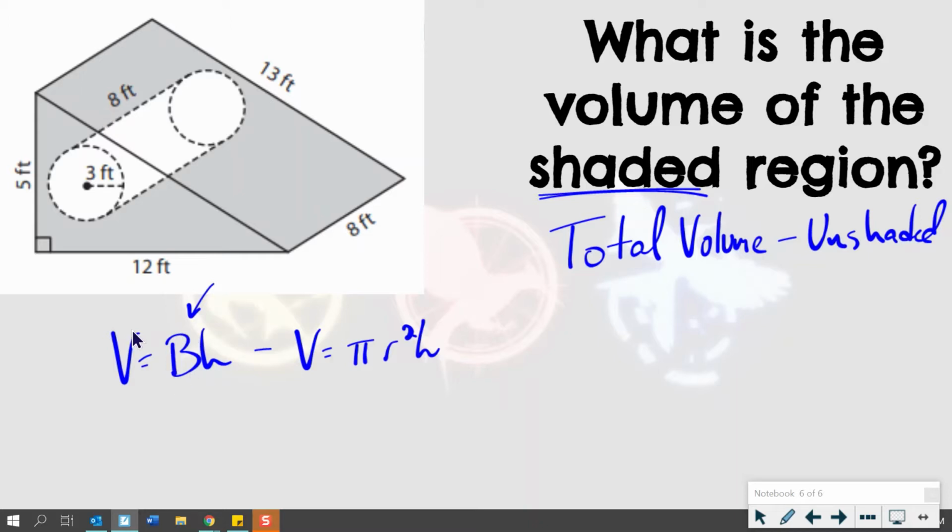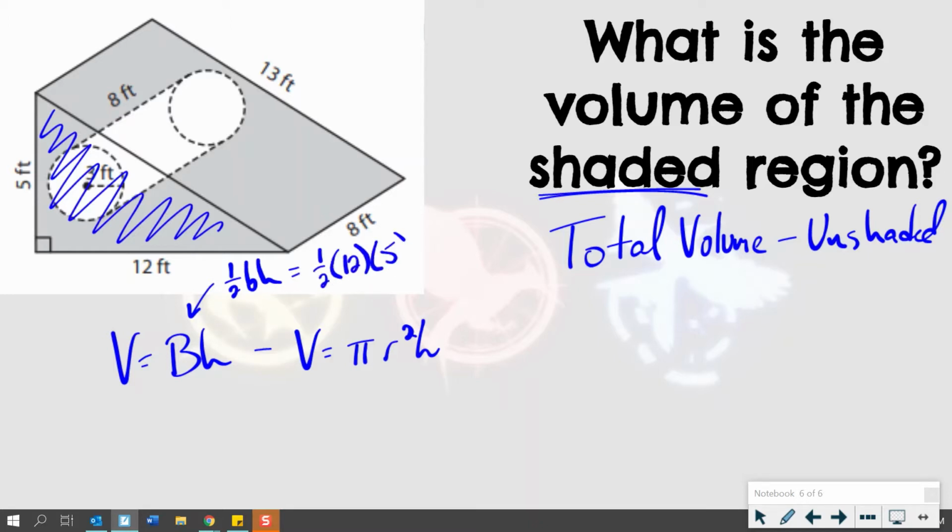So I'm thinking about the area of the base. That is a triangle. This is my whole base. So I'm thinking about 1/2 base times height, or 1/2 of 12 times 5, or 30. So the area of the base is 30. The height that connects my two bases, the triangle in the front, triangle in the back, is 8. So the full volume is 240.